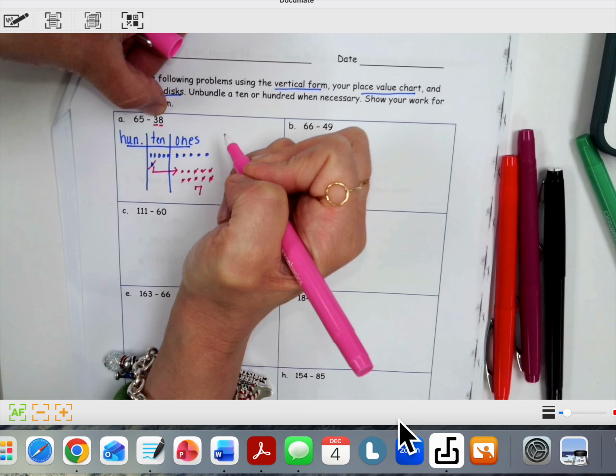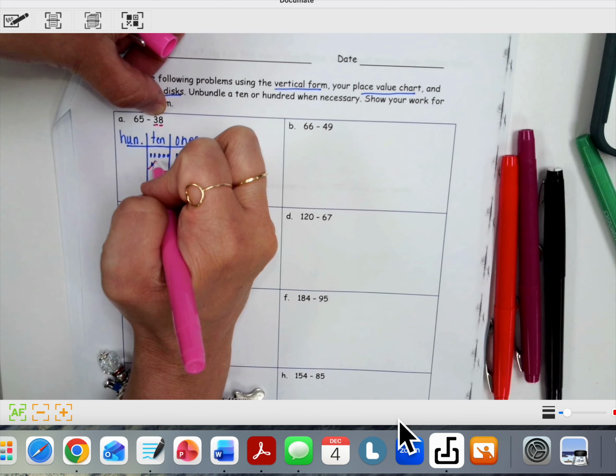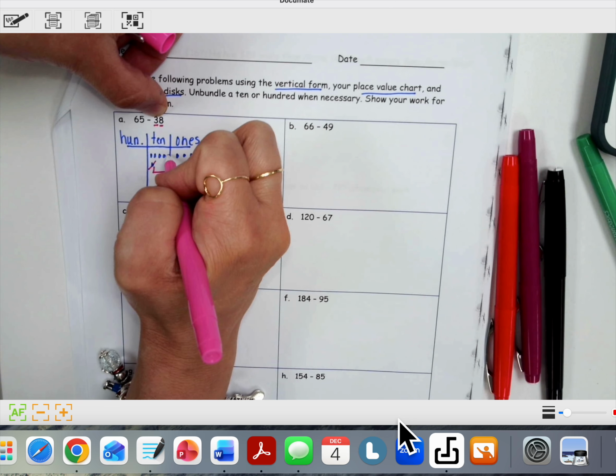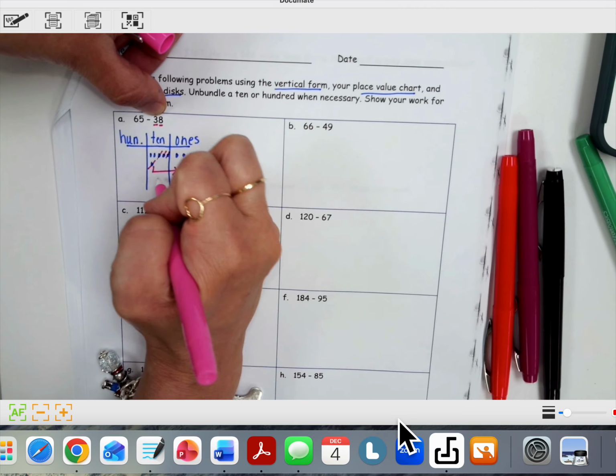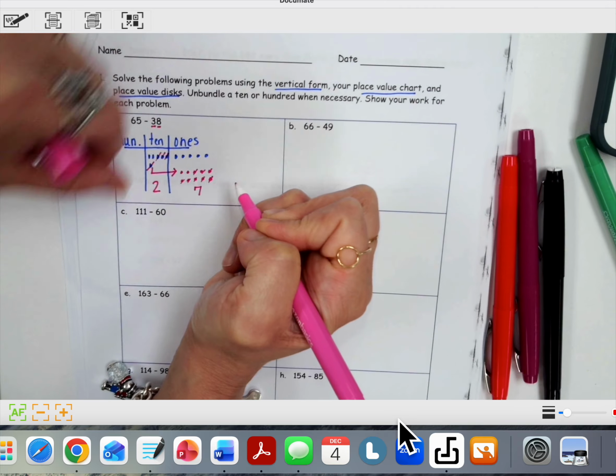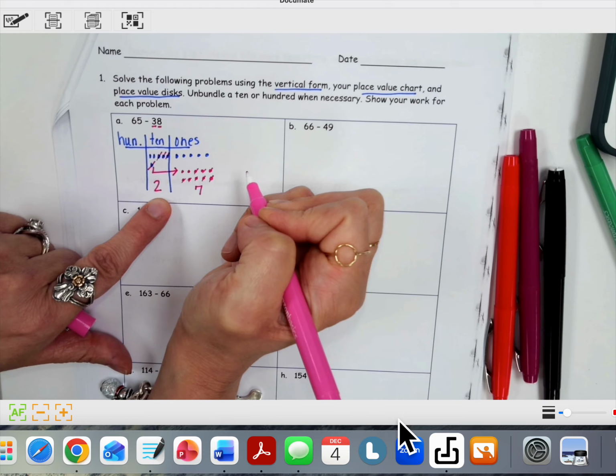We need to take 3 tens away. Do we have enough to take 3 tens away? We do. So we're going to take 1, 2, 3. And that leaves us with 2 tens. So our answer is 27.